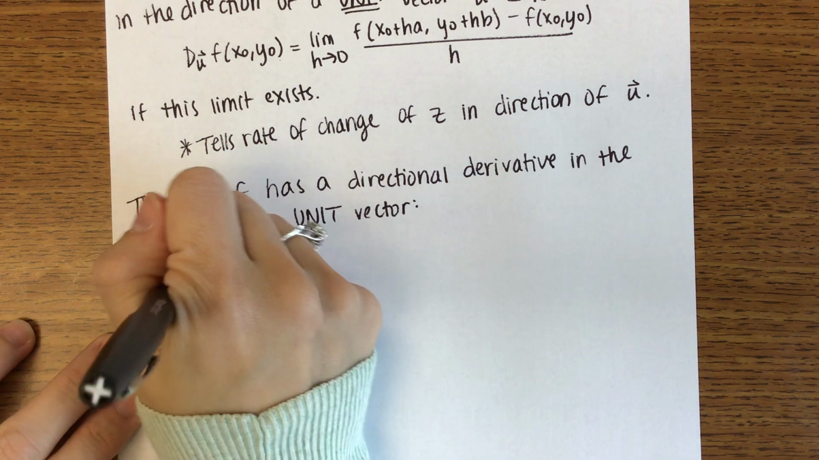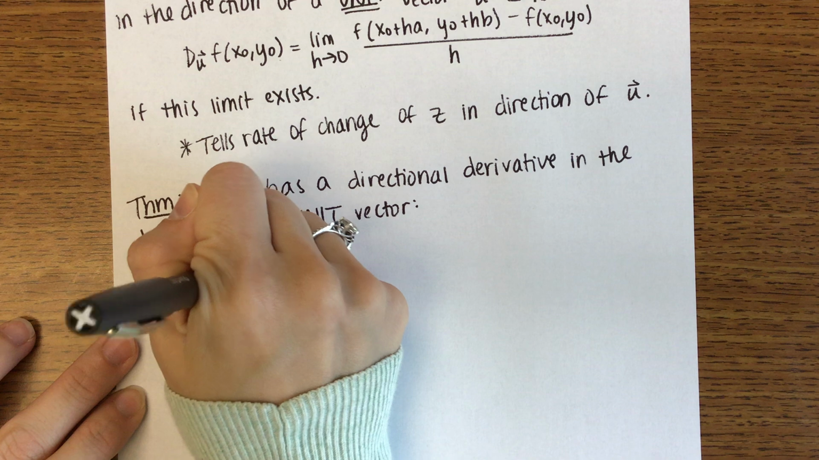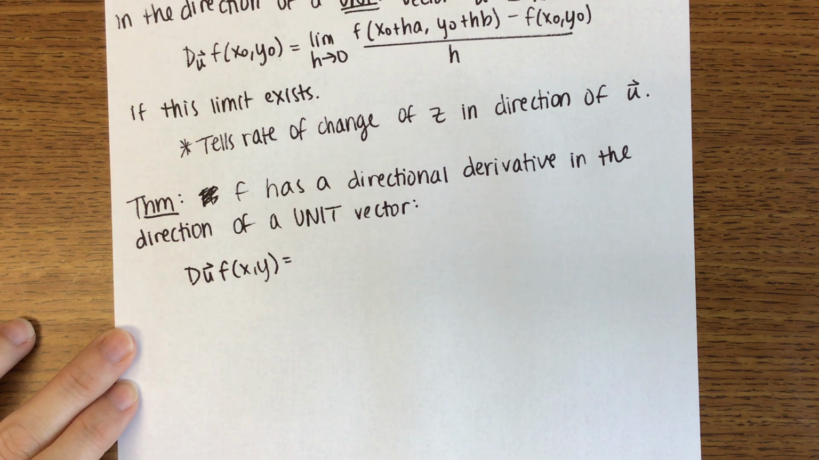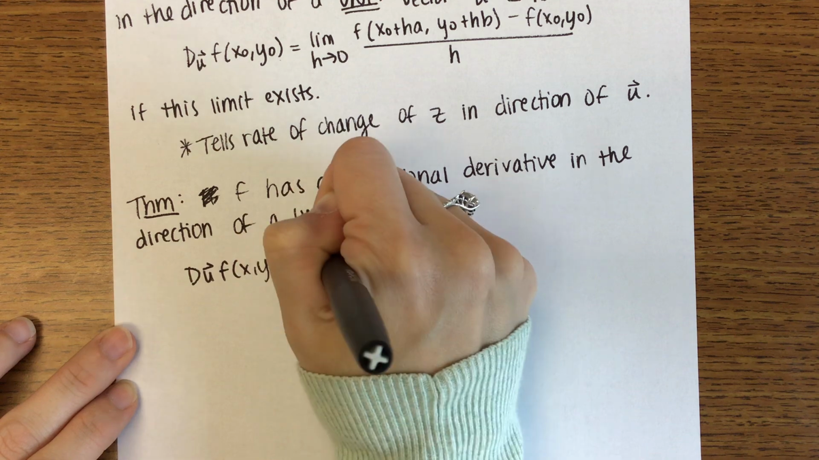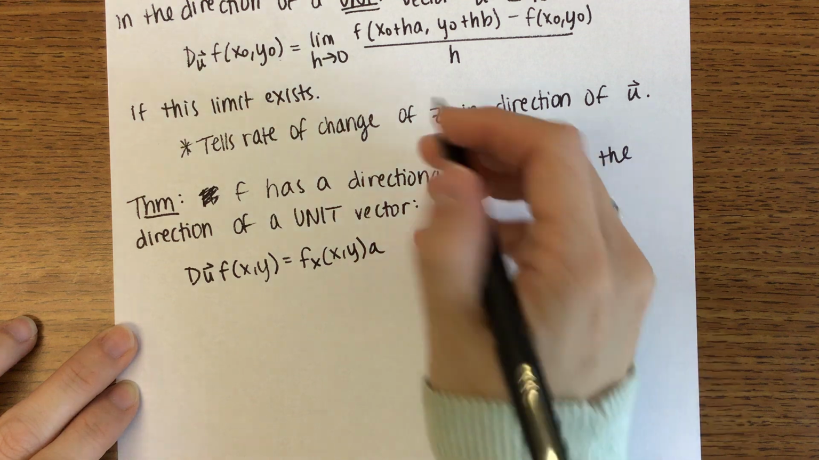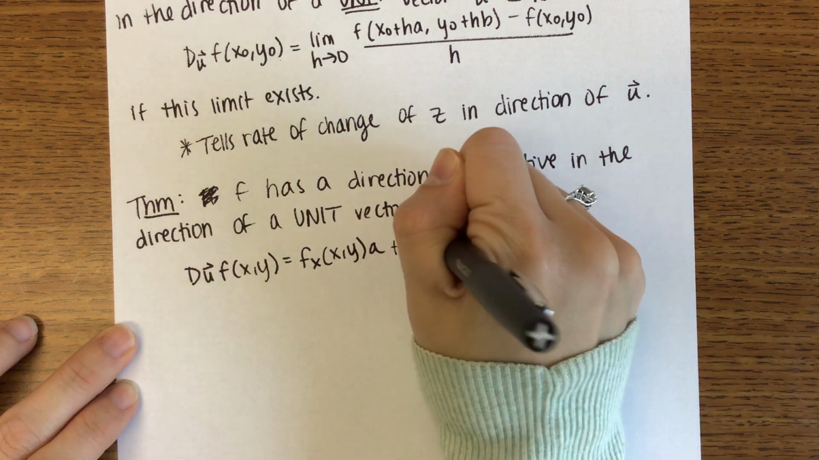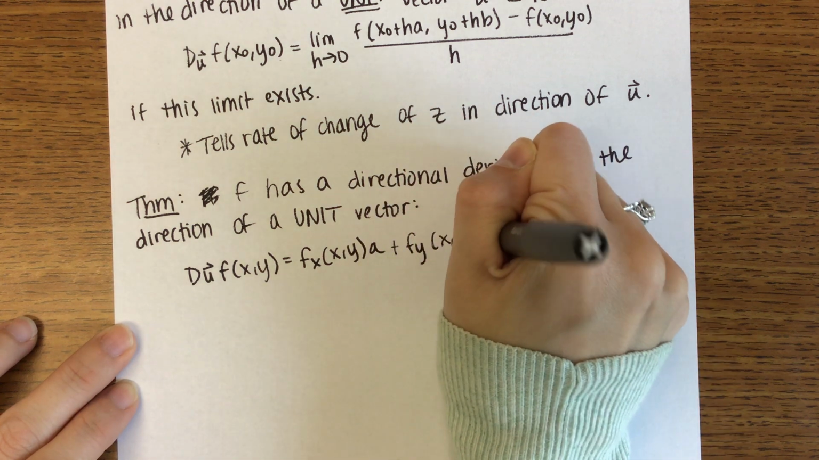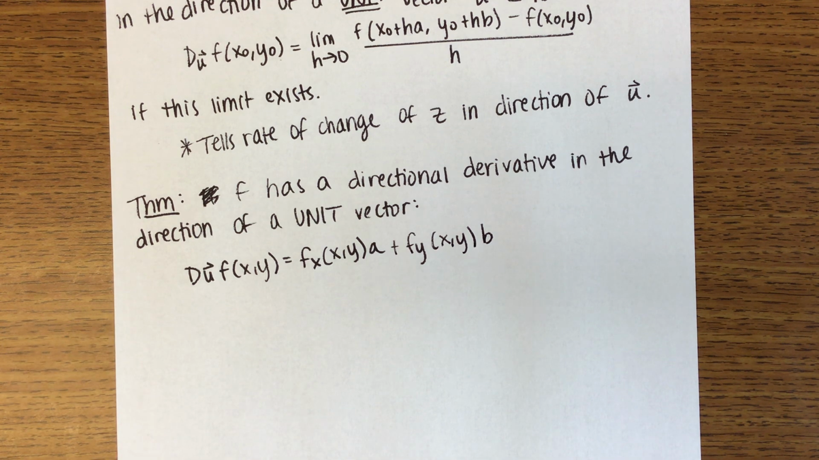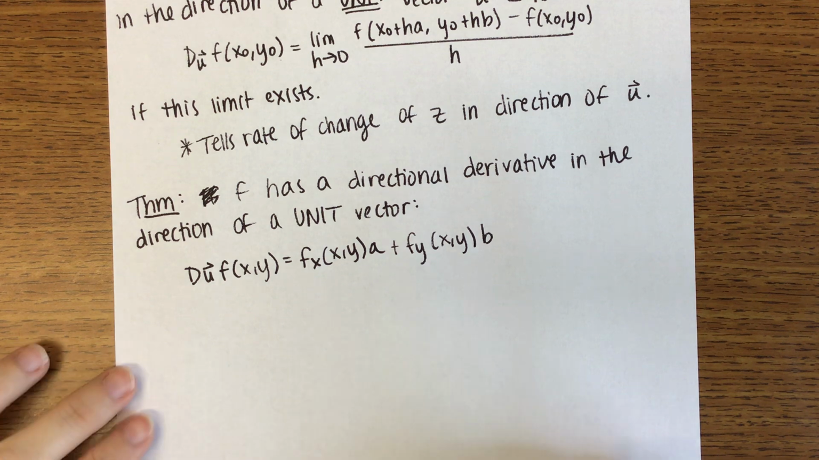Okay, here's how you're going to calculate it. You are going to take the partial with respect to x at that point and multiply it by a. And then you are going to take the partial with respect to y at that point and multiply by b. That's in 2 space. 3 space, it's going to be the same idea. You would take the partials with respect to x, y, and z. So let's do an example.